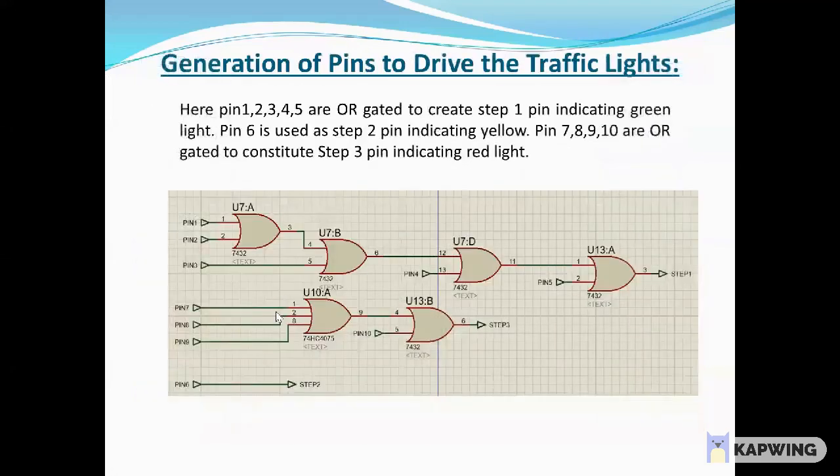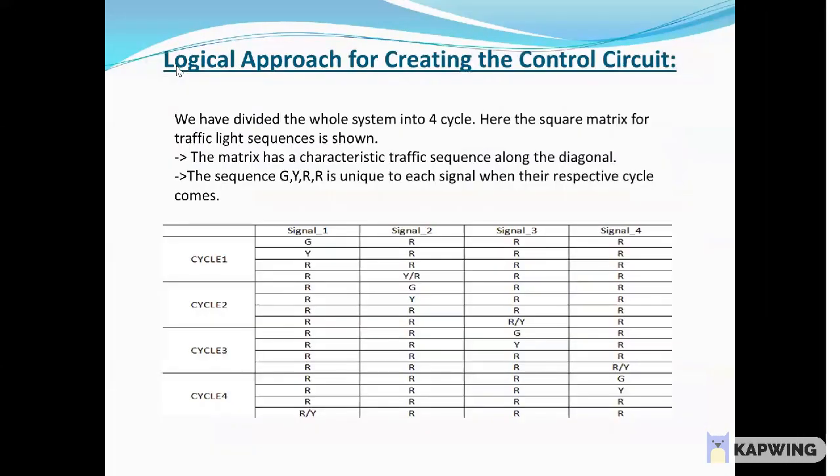Generation of pins to drive the traffic lights. Here pins 1, 2, 3, 4, 5 are OR gated to create the step 1 pin indicating green light. Pin 6 is used as the step 2 pin indicating yellow. Pins 7, 8, 9, 10 are OR gated to constitute the step 3 pin indicating the red light. Logical approach for creating the control circuit.